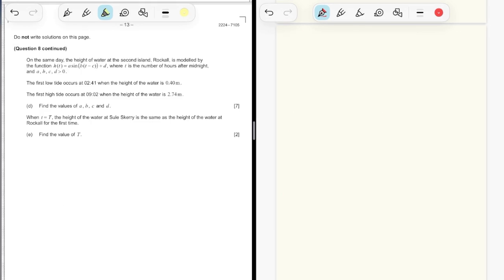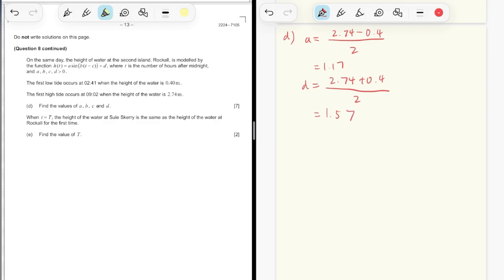Part D. So for part D, A, or the amplitude, is equal to 2.74 minus 0.4 over 2, and that is 1.17. Then D equals 2.74 plus 0.4 over 2, and that is 1.57.